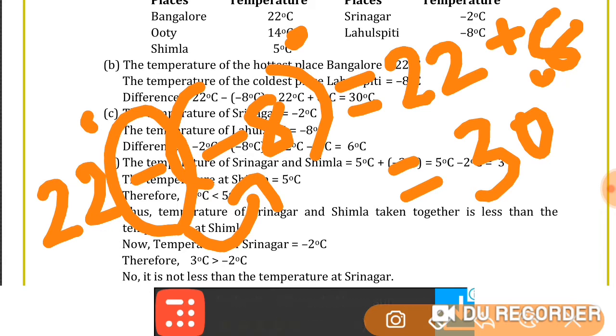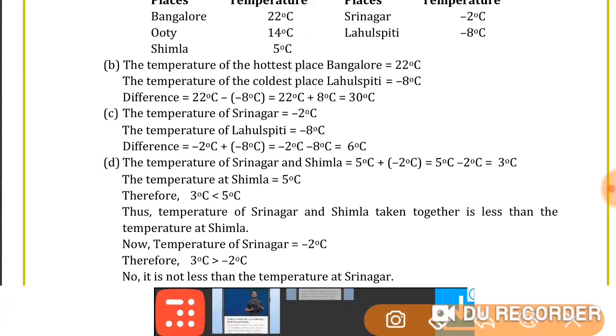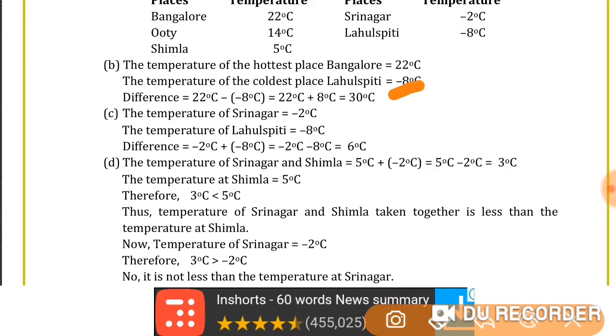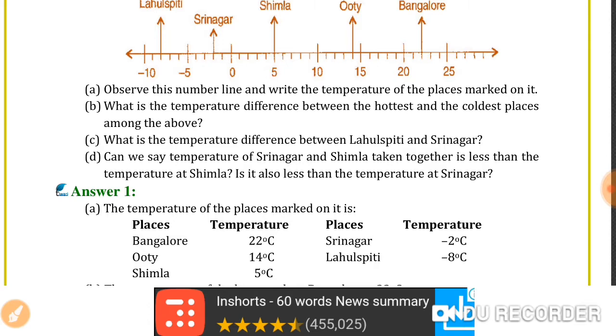30 degree here. So this is your answer. We have written 30 degree. So next go for the C question. What is the temperature difference between the Lahul Spiti and Srinagar?